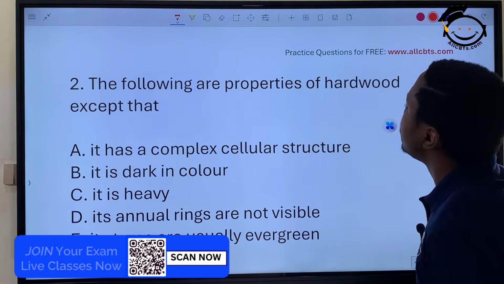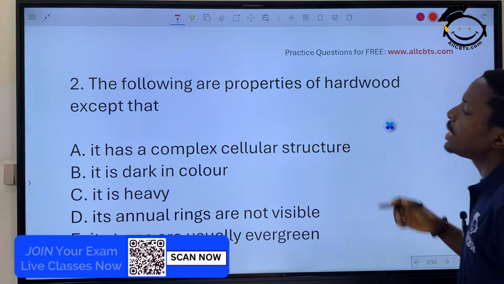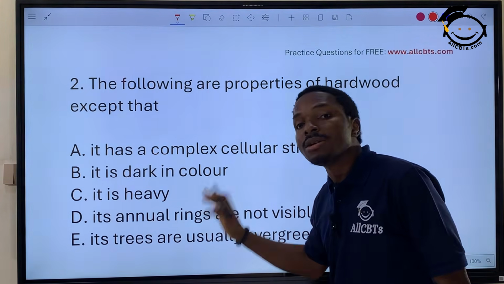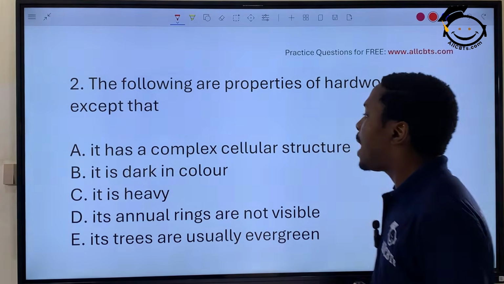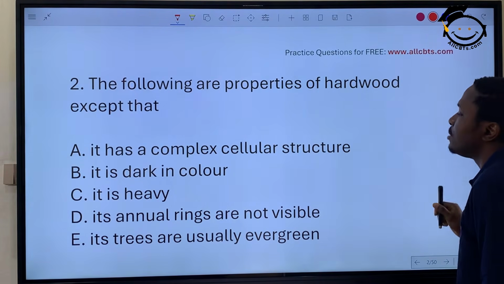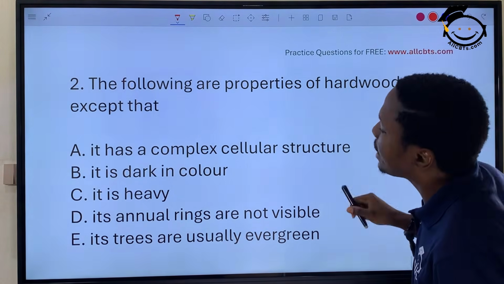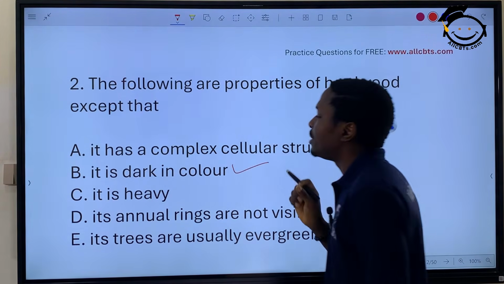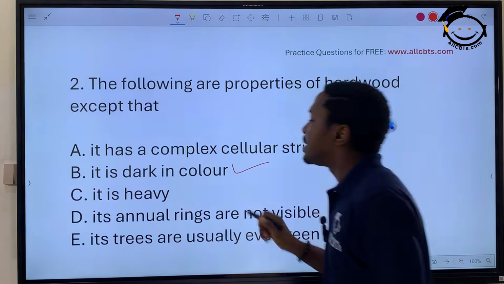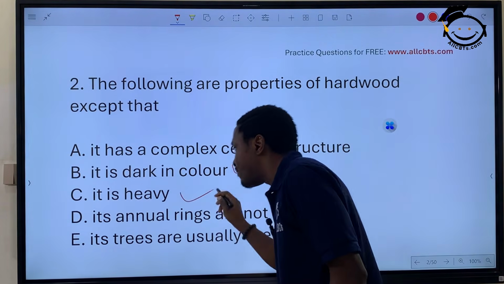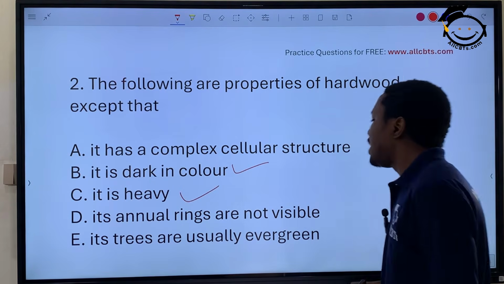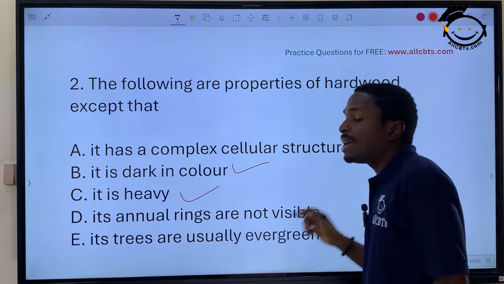Question 2. The following are properties of hardwood except. That means which of these is not a property of hardwood? It has a complex cellular structure. It is dark in color. Hardwood is dark in color, of course. So this is one of the attributes of hardwood. It is heavy. Hardwoods are heavy, correct. Its annual rings are not visible, correct. Its trees are usually evergreen.